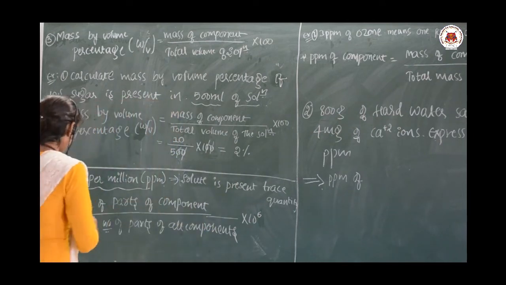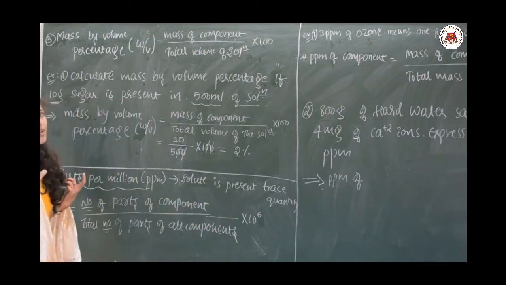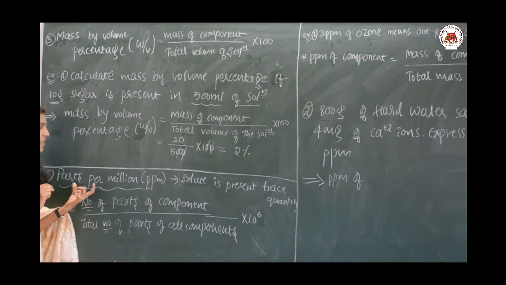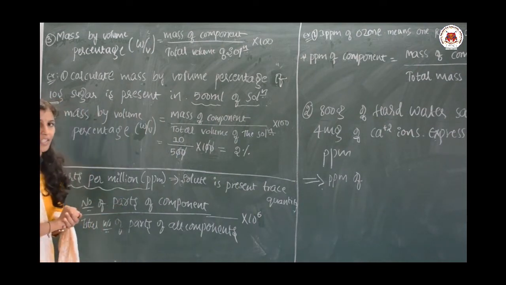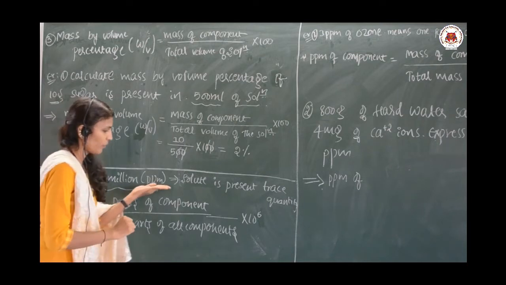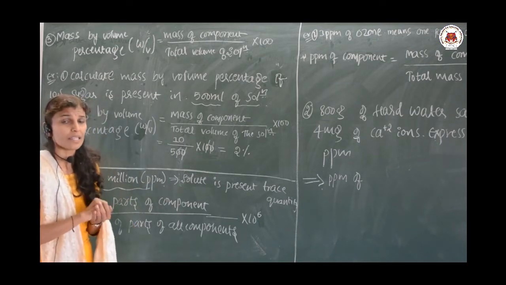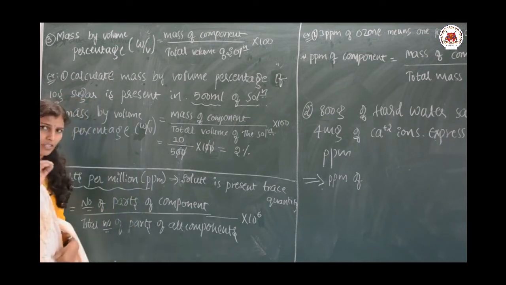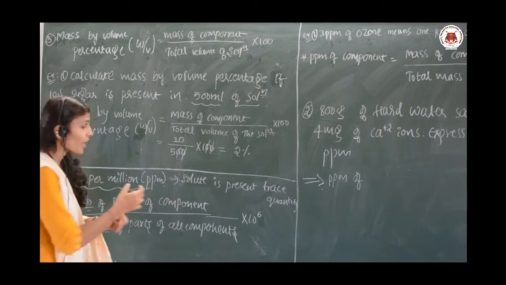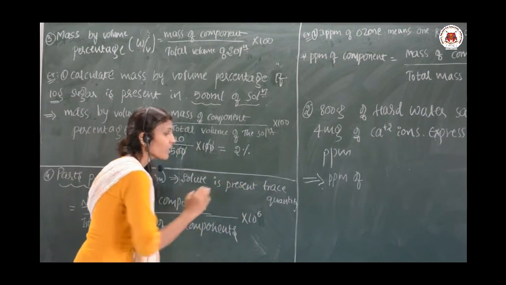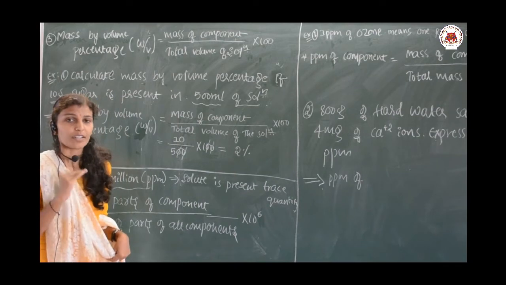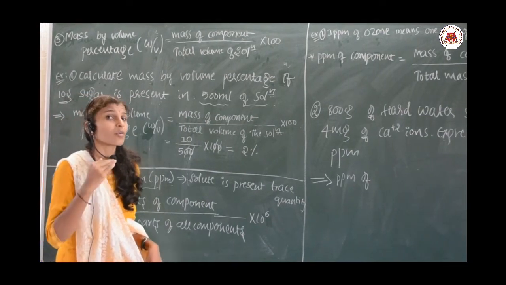Okay. So next, the next concentration method, that is parts per million. It is shortly written as ppm, parts per million. This concentration term is used when the solute is present in trace quantity. Trace quantity means less quantity.